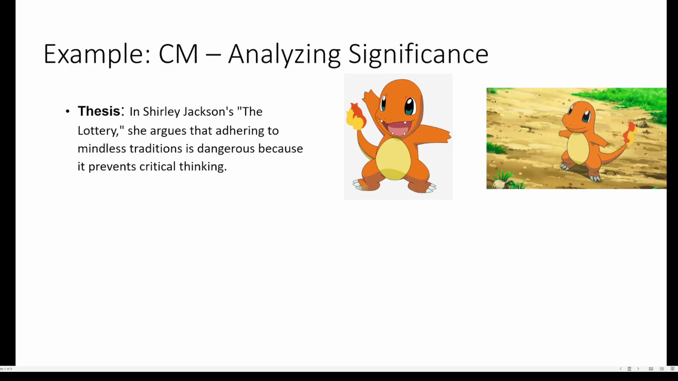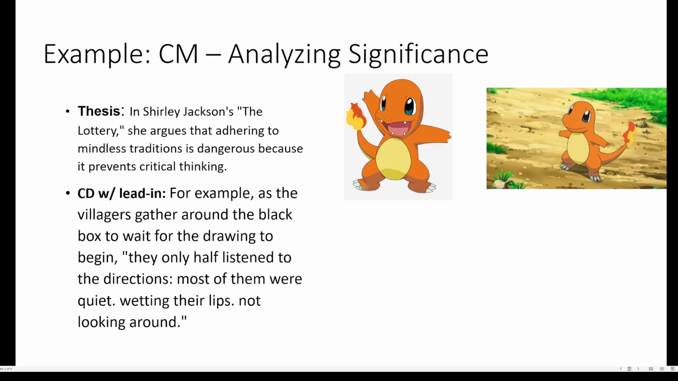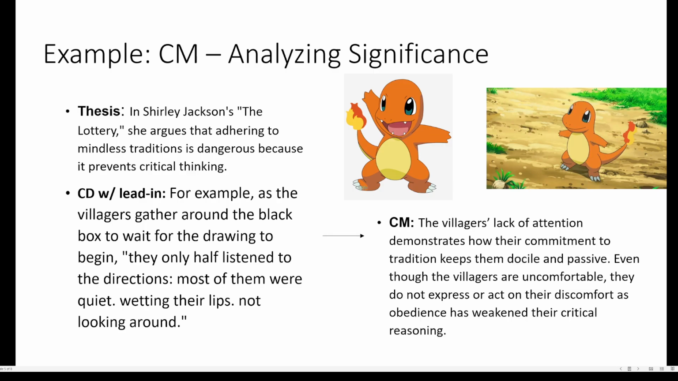Okay, so once again, we have the same thesis, we have the same concrete detail, but what does better commentary look like? Well, better commentary is something like this. The villagers' lack of attention demonstrates, so what does it show? What does it prove? It demonstrates how their commitment to tradition keeps them docile and passive. So you see that language, docile? Now I'm going beyond just summary and I'm starting to characterize how they're acting. I'm adding something to the quotation. I'm saying, hey, these guys are docile and passive.